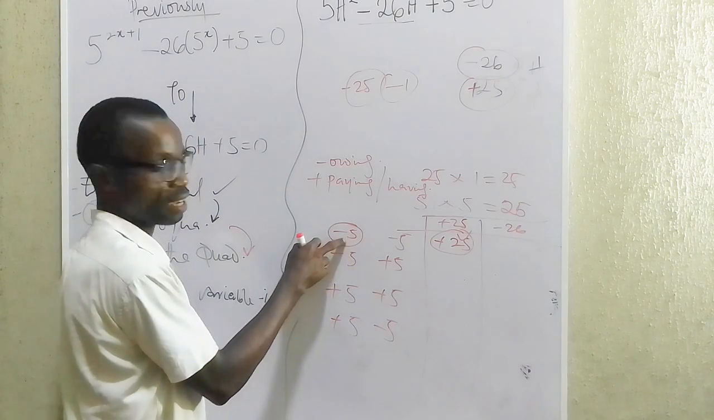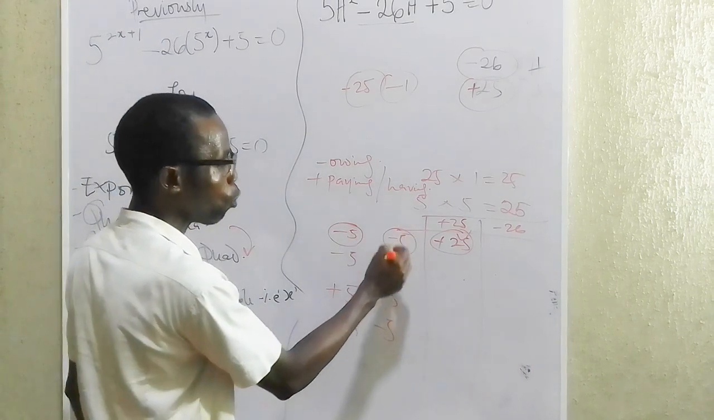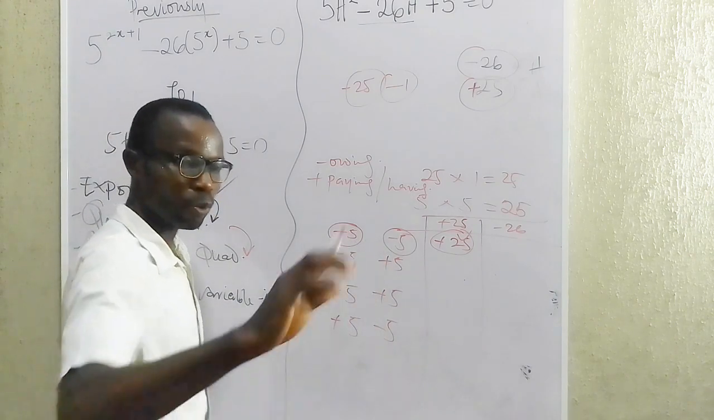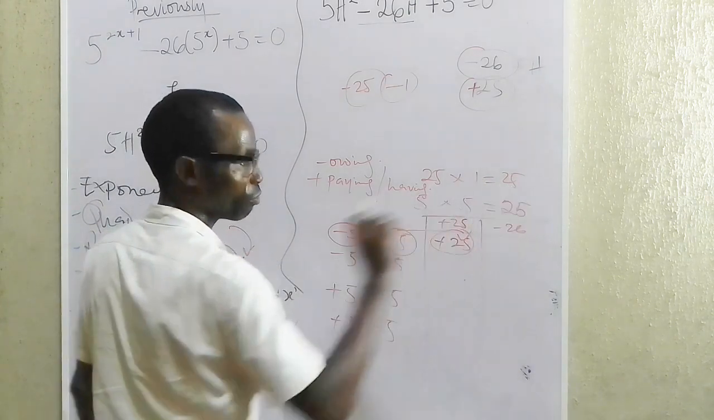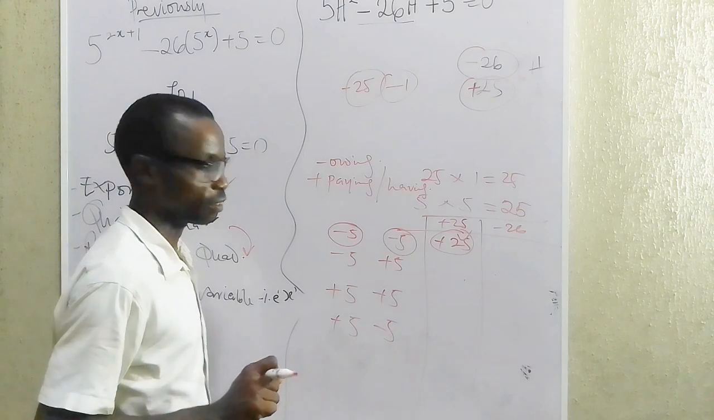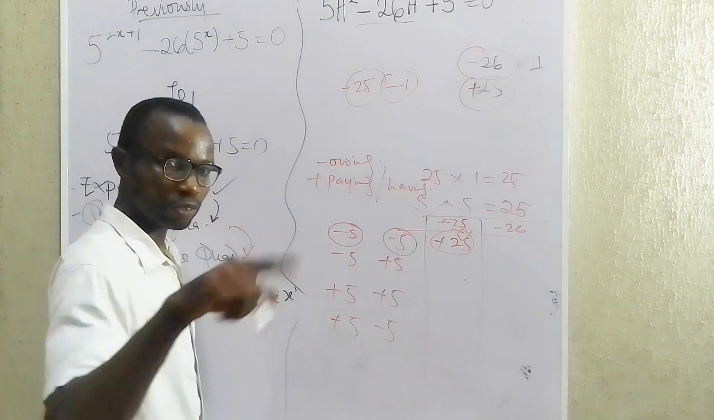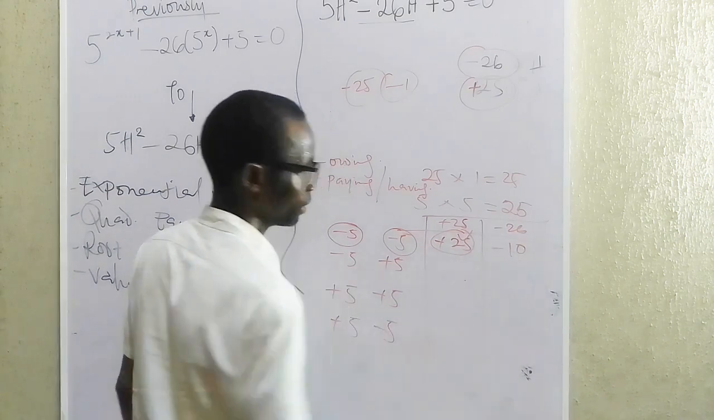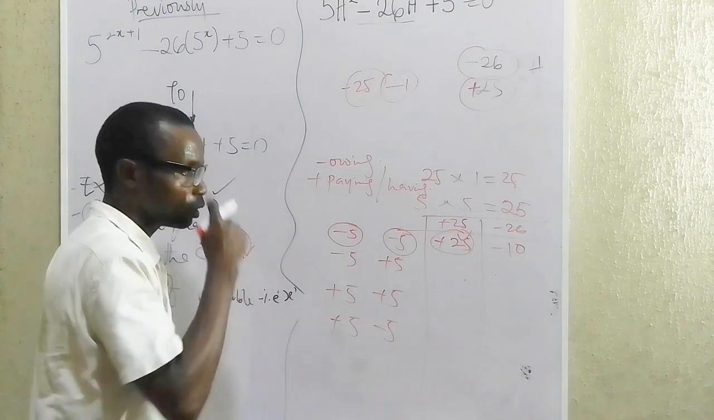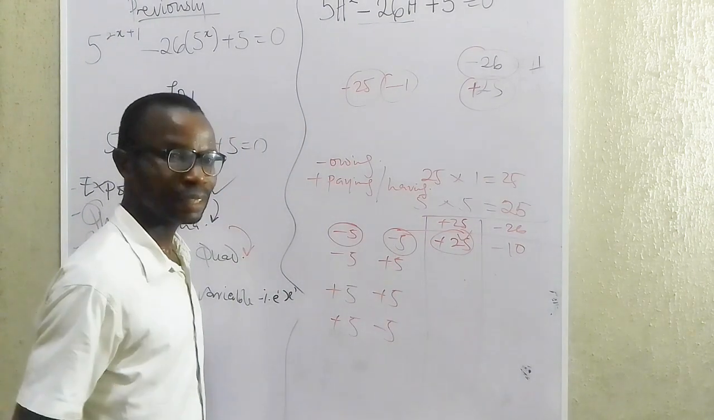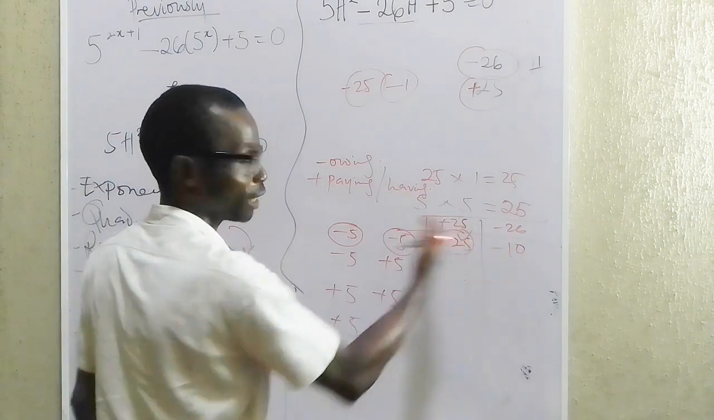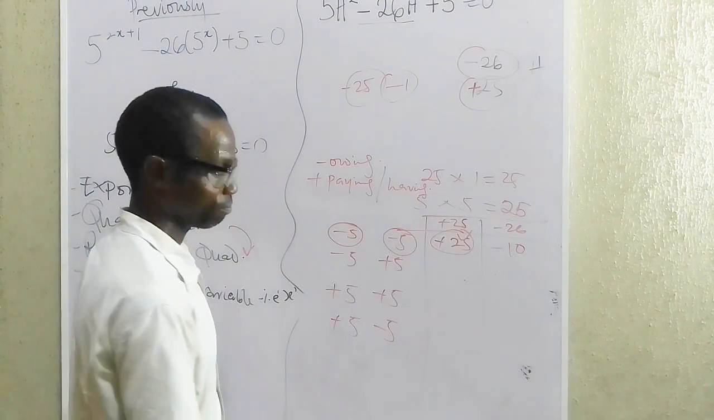Now I'm owing $5 and I'm also owing $5. Question, am I still owing? Yes, I'm owing $5 here and I'm also owing $5 here. Am I still owing? Yes. But how much am I owing altogether? I'm owing 10. Now, when it comes to 5, the maximum you will get is 10. There's nothing that is going to take it to 26.